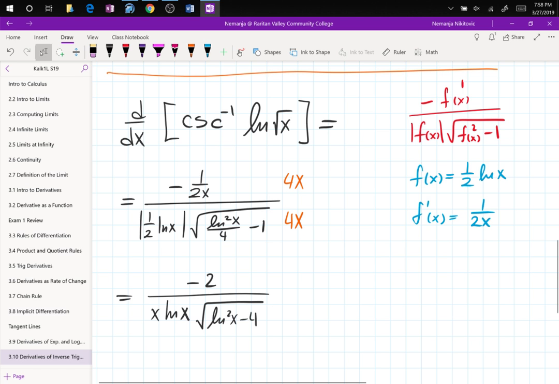Yep, walk away. Why isn't it 2 in the denominator? I'm sorry? In the denominator, why isn't it 2x times ln x? I have 1/2 a times the square root of b over 4.